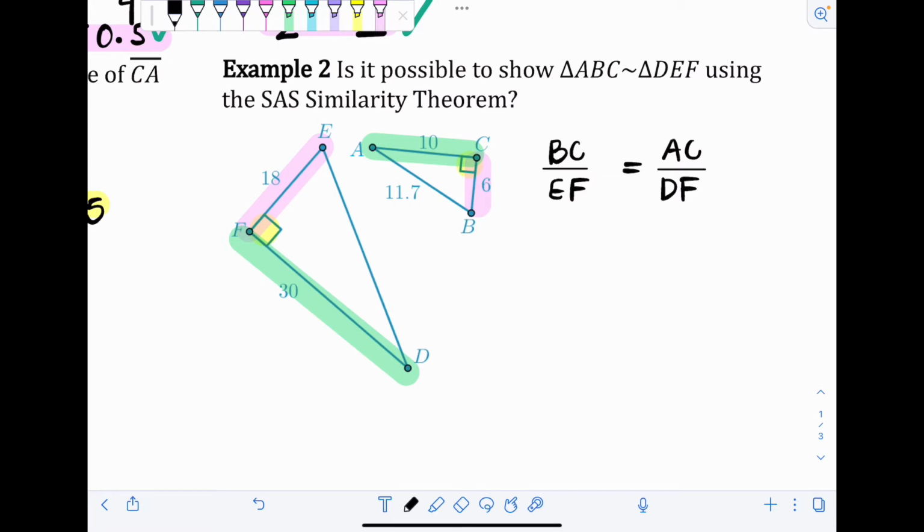And now I can go ahead and put the actual values in now that I have it set up. So BC, that's right here, that's 6. So 6 over EF, which is 18. And then next is AC, which is 10. And then next is DF, which is 30.